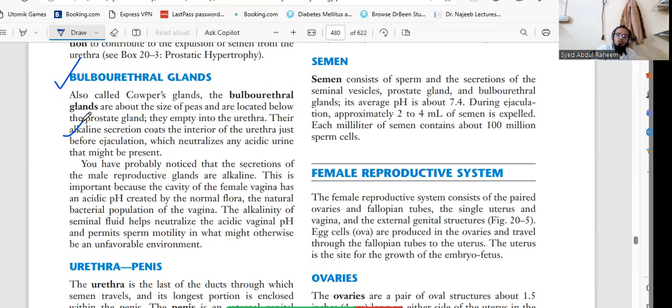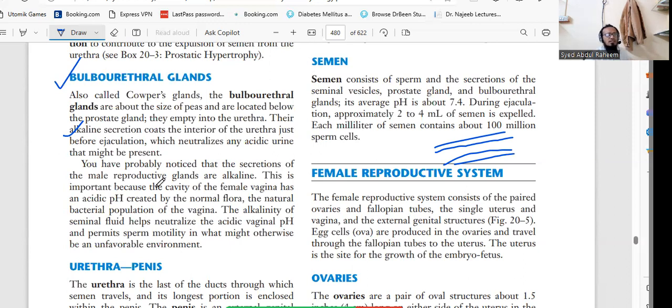Their alkaline secretions coat the interior of the urethra just before ejaculation. So they coat all the urethra. If this is the urethra, they cover it for ejaculation, because the urethra carries both urine and semen. Urine is acidic in nature. To protect the urethra from damage, the bulbourethral gland produces alkalizing substances.